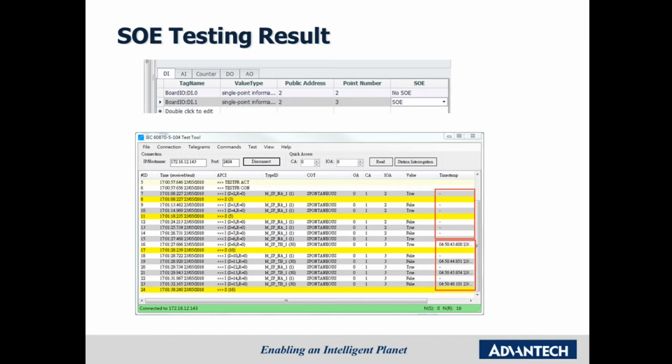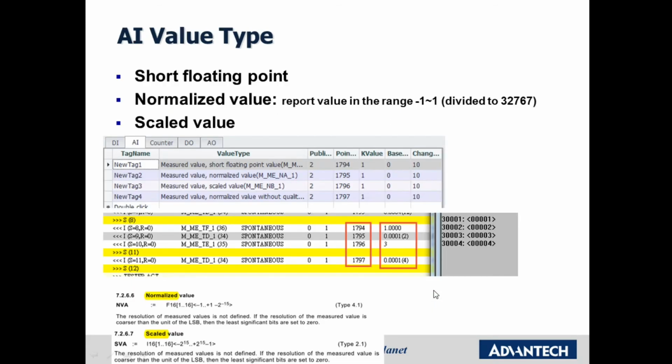For the SOE testing result, as you can see, if you choose the SOE here for the tag DI1, after the data upload, it will also combine with the timestamp. The user can monitor with this information. For the AI value, there are support for short floating point, normalized value, and scaled value. As you can see, we just demo these 4 different types, and the results are like this.